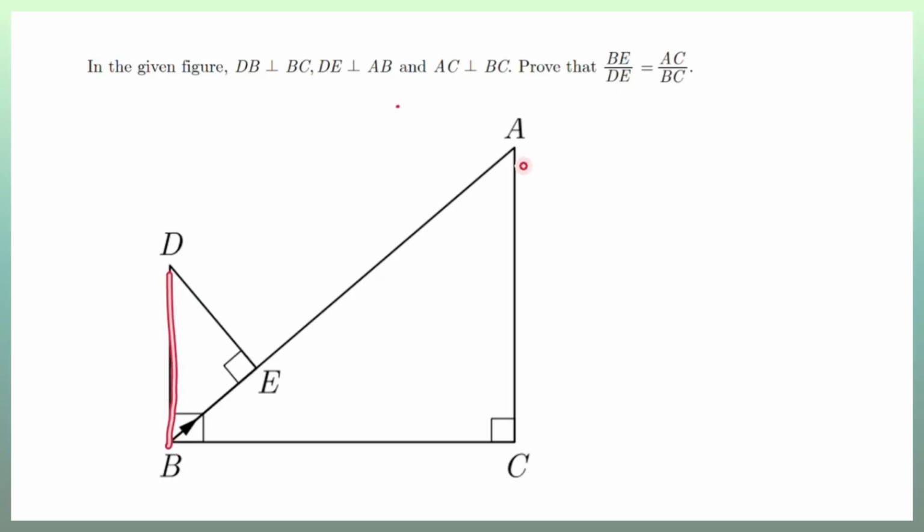Here BD as well as AC are perpendicular on the same side BC. So perpendiculars drawn on the same base are parallel to each other, or you may use the concept that co-interior angles are supplementary, considering BC as the transversal. Now we can say that BD is parallel to AC, and considering BA as the transversal, we can say that angle 1 is equal to angle 2.